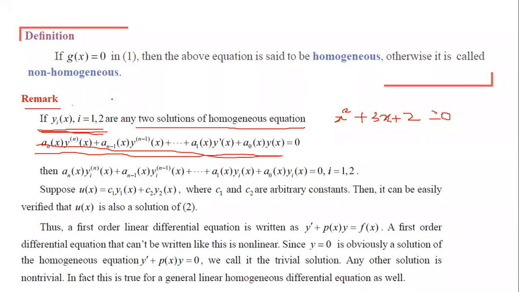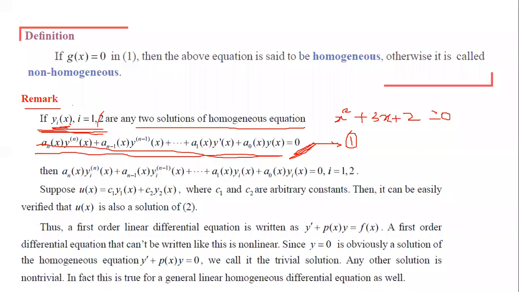Therefore, in case one equation is there, this is the equation: a_n of x y to the power n of x, a_(n-1) of x y to the power n minus 1. In this equation, if you substitute y_i in the place of y, that means the equation should be satisfied. Then only it is called the solution of the homogeneous equation. So here it is clearly explained that y_i of x, where i equals 1 to n, are solutions. In case i equal to 1, I'm not taking 2.